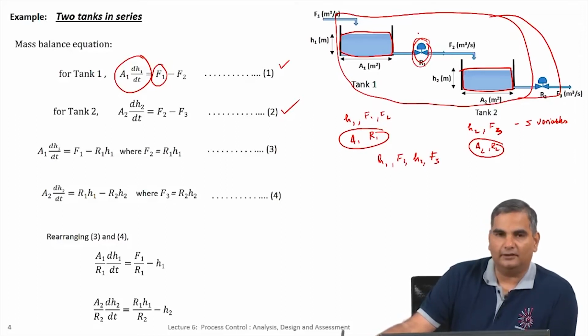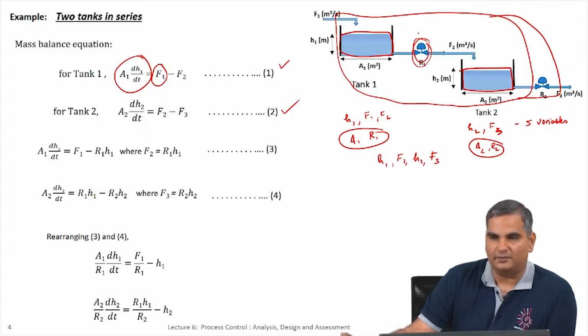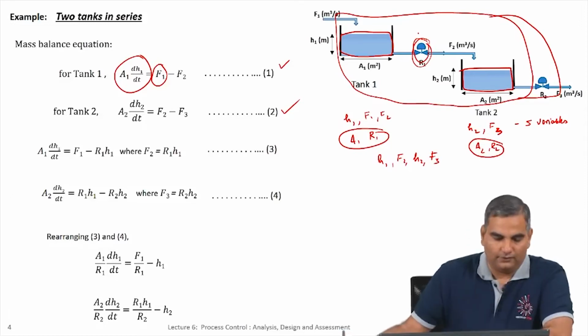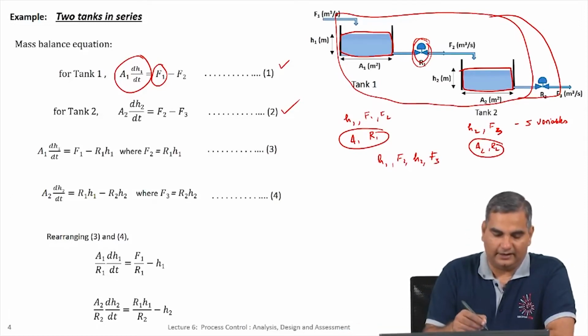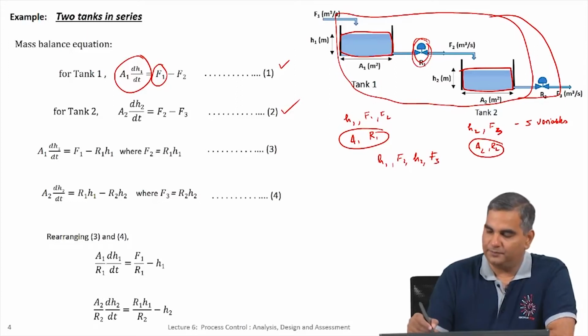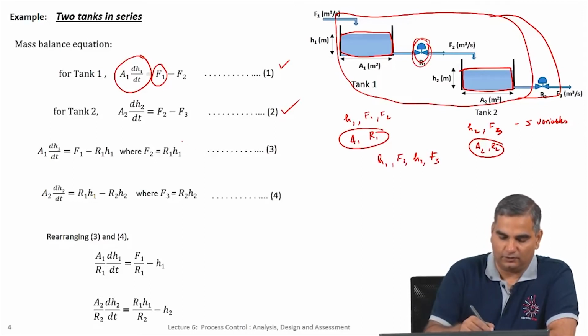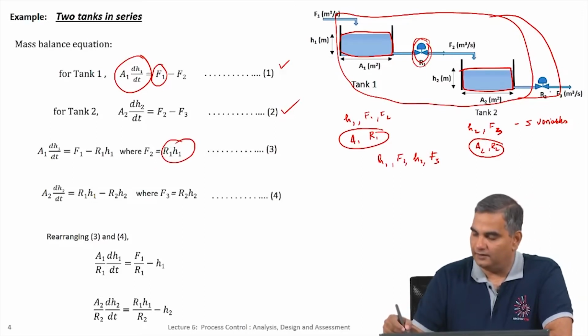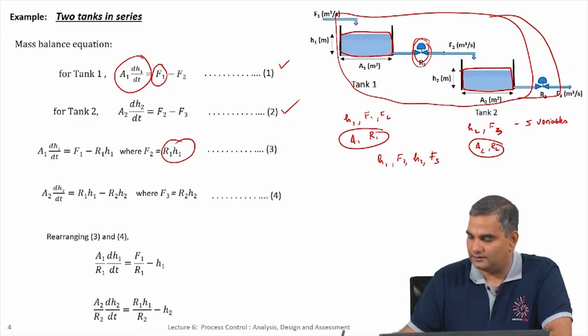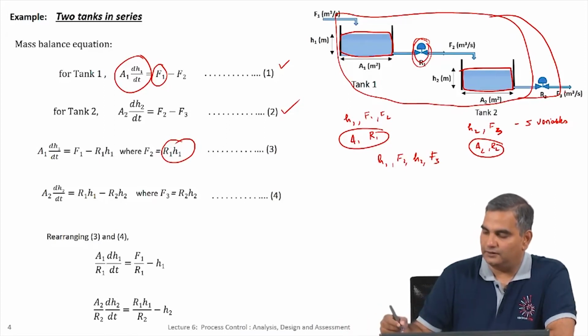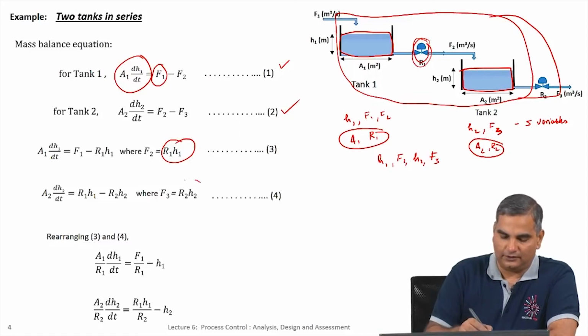Last time we wrote the flow across this as R times root H. We are going to simplify this and use a simpler approximation, a simpler phenomenological model, where the flow is related directly linearly. So, for example, for the flow across this valve F2, I am going to say it is simply R1 times H1, which is what is written here, and for the flow across this tank valve, I am going to say the flow rate F3 is R2 H2.